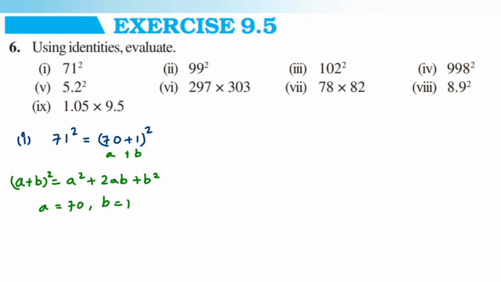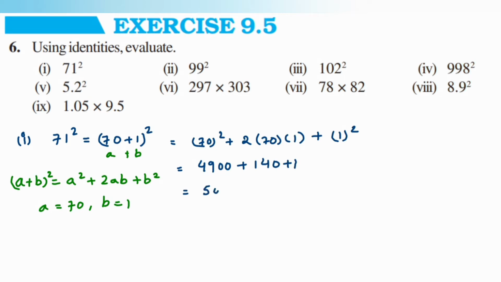So from here we can write down this is equal to 70 square plus 2 into 70 into 1 plus 1 square. So this is equal to, when you multiply 70 into 70, we'll get 4900 plus 140 plus 1. This is equal to 5041. This is the answer for the first question. Now we'll move on to the second one.